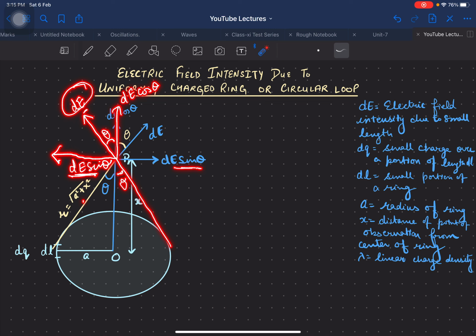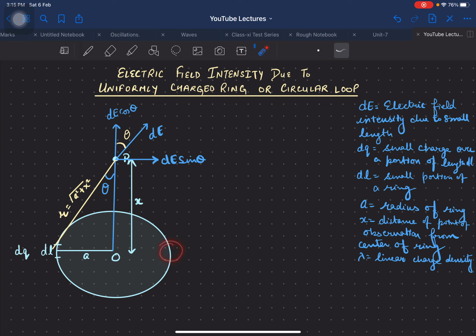As the diagram will become messy if we consider this portion, we will just imagine this portion, and we will come to know that all the components from the ring will cancel out the components dE sin theta, because dE sin theta will always act in the opposite direction. If you consider this portion, dE sin theta will be coming out of the paper, and if you consider this particular portion of the length dl, then you will find that it will be acting in the inward direction of the paper.